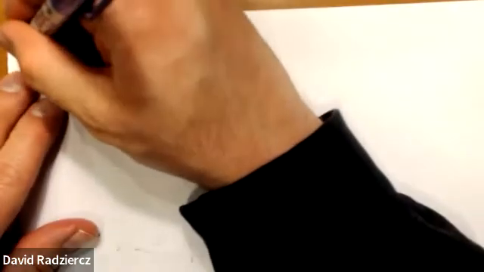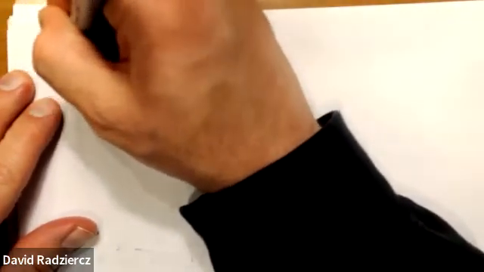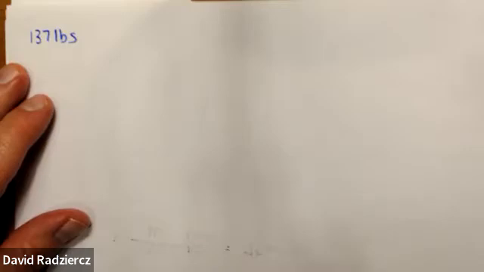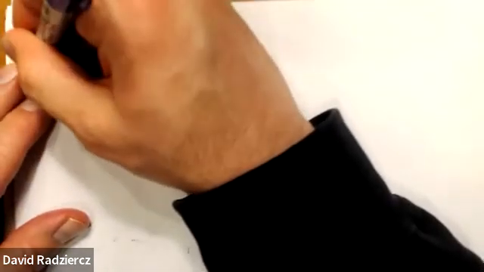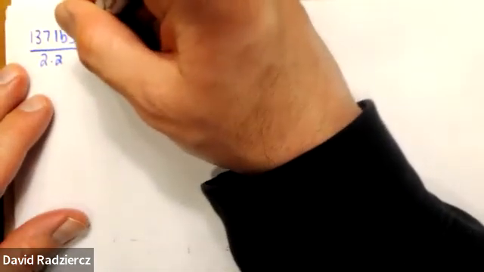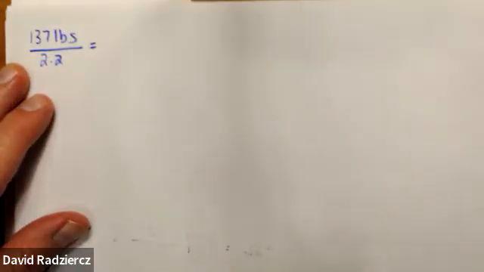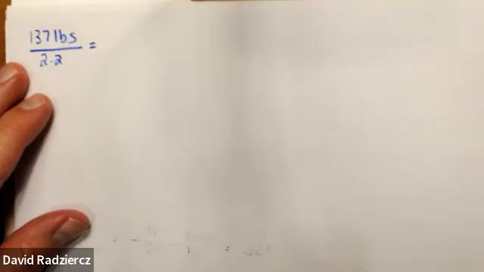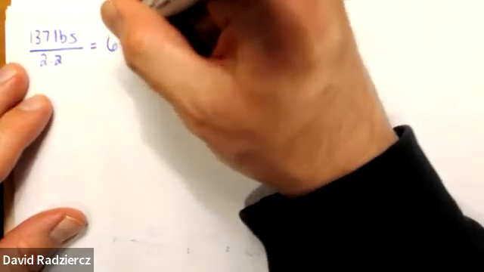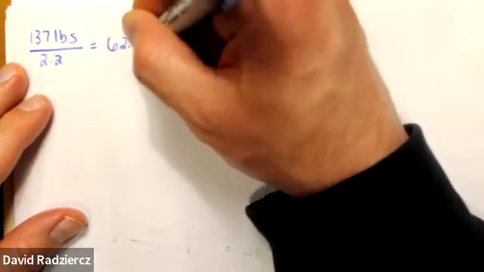I'm going to give a different patient weight. Let's just do 137 pounds. So a patient weighs 137 pounds. We want to convert that to kilograms. So 137 divided by 2.2 will give me 62.272727. So 62.3 kilograms.